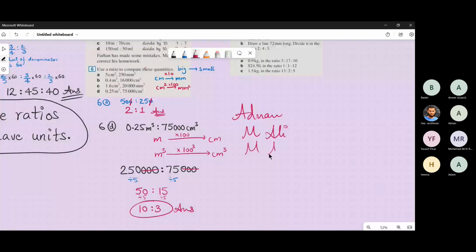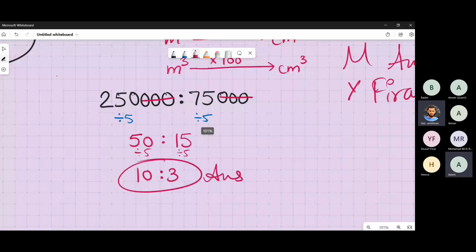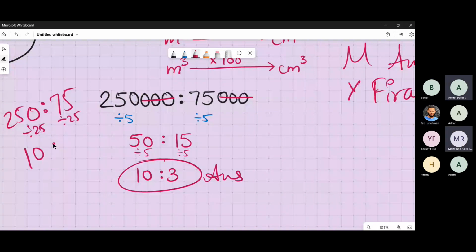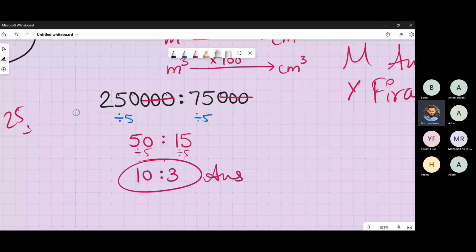I make it divide 25. Yes, you will get still the same answer. Let's divide by 25 here. So it will be 10 and 3 directly. If you can do it, make the number bigger, like 25. The bigger number you select, the quicker you will get the answer. The smaller number you take, the more steps you are doing.